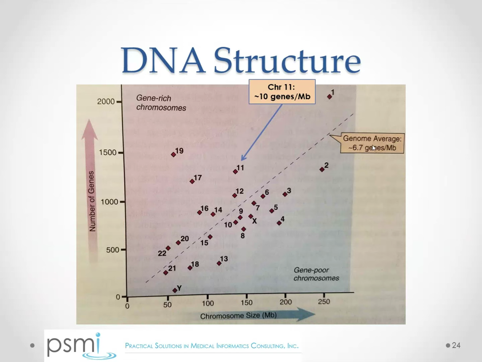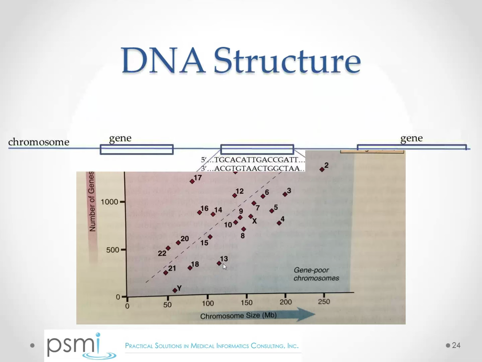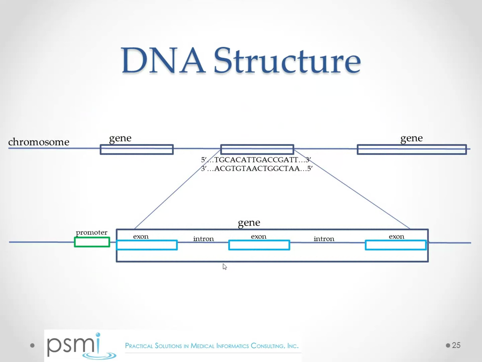And on average, a chromosome has about 6.7 genes per million bases. Chromosome 11 is a little bit richer in its genes. It has about 10 genes per million bases, but there are also gene-poor chromosomes like chromosome 4 or chromosome 13. And why that is, I'm not going to conjecture here, but it is what it is.